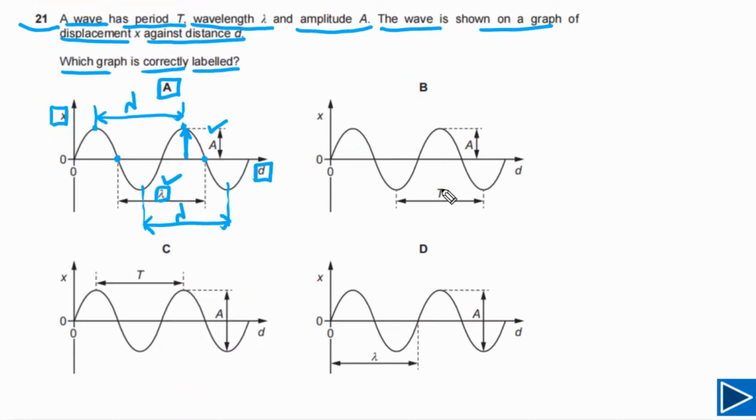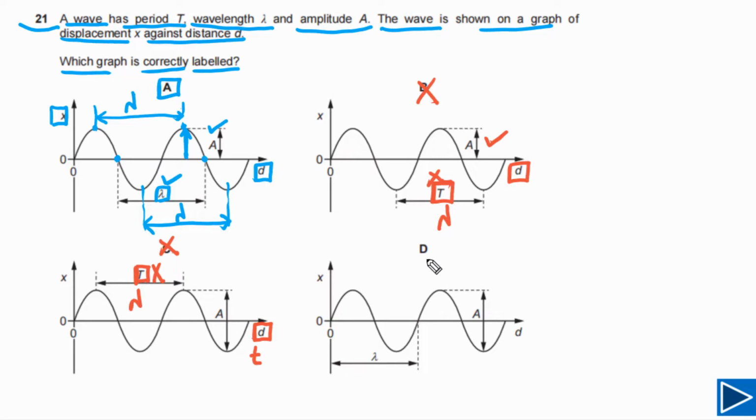Now option B is incorrect because this is labeled time period. This cannot be time period. This can be lambda because the x-axis is distance. So this one is wrong, but amplitude is labeled correctly. That's the reason B is not the answer. Option C is also not correct because this is labeled time period, but the x-axis is distance. So it can be lambda, but it cannot be time period. If this is time period, the x-axis has to be time.